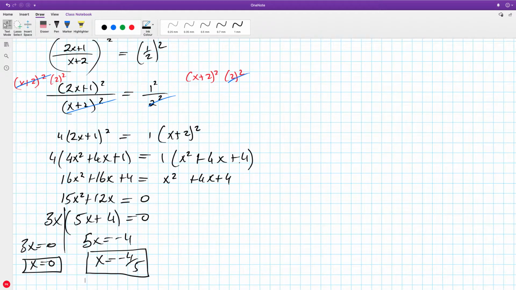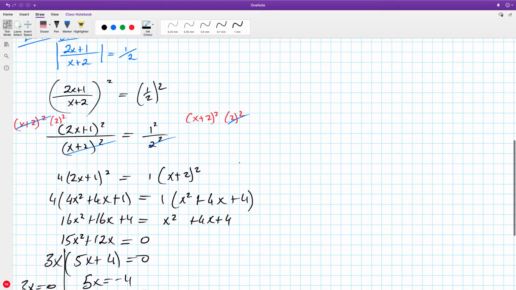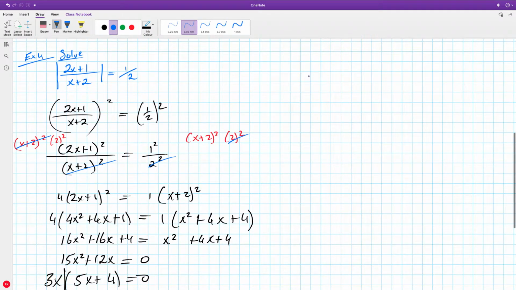Right, I'm going to go one of those. Right, x minus modulus of (x minus 2) over 3 is equal to 1.